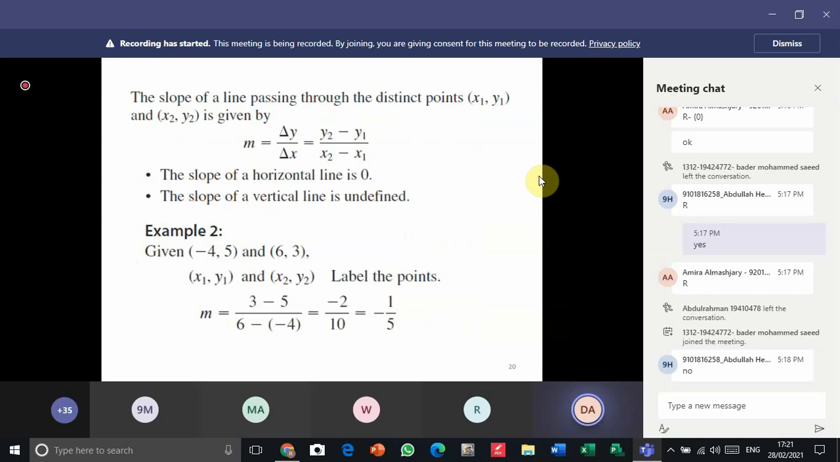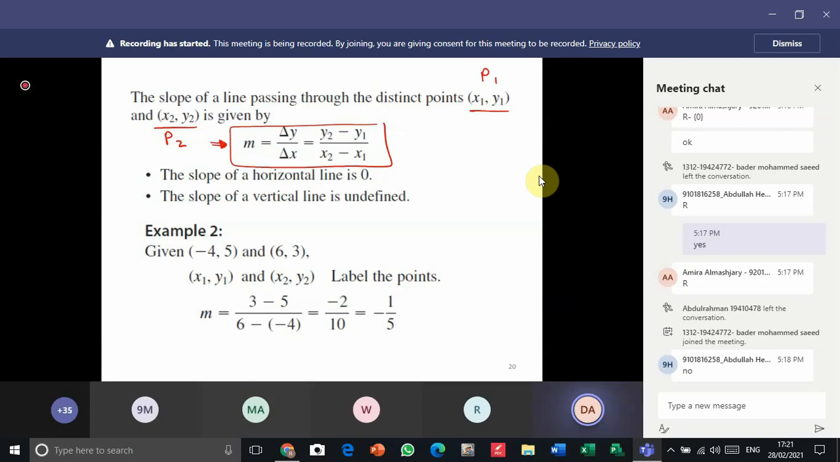We can find the slope of the line. We can compute the slope by this relation or formula. If we have two points on the line, this is B1 and this is B2, we can find the slope of the line passing through these two points. How can we find it? By the formula of the slope. The slope is denoted by M. The slope is the difference of y's over the difference of x's: y2 minus y1 over x2 minus x1.